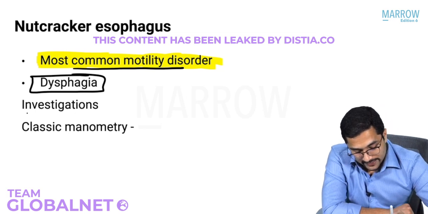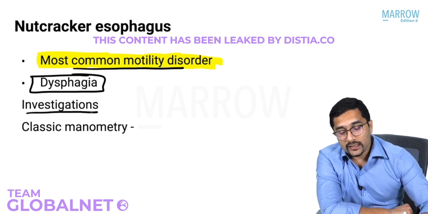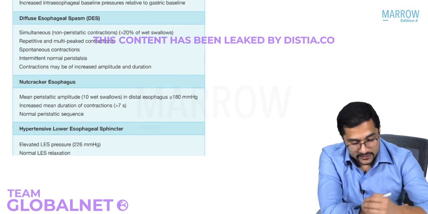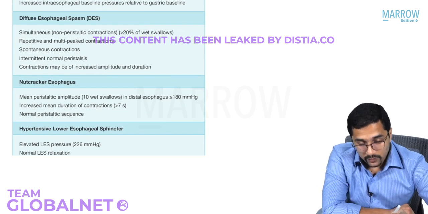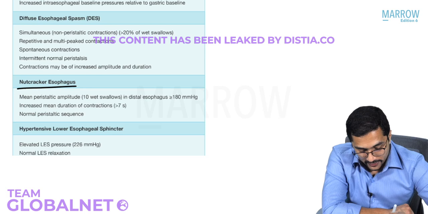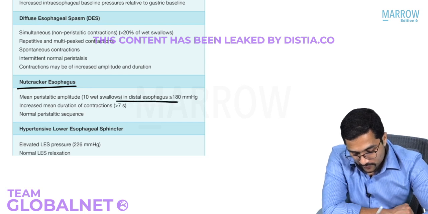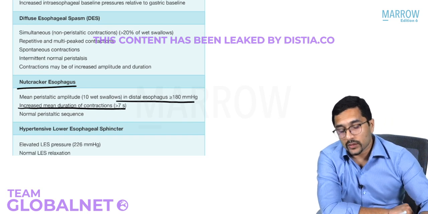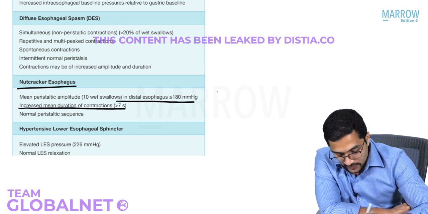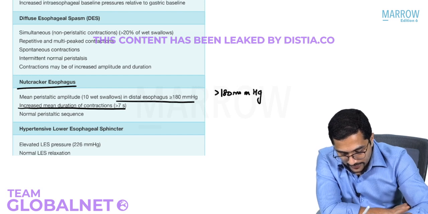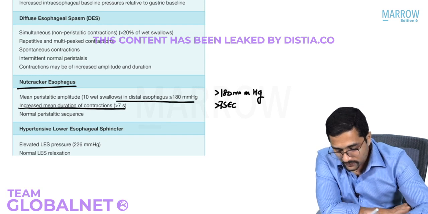For investigations, we can do manometry in these patients. The manometric findings you see in nutcracker esophagus, according to the old Chicago classification, are a distal esophageal pressure of more than 180 and the duration of contraction is more than 7 seconds. So more than 180 millimeters of mercury is the pressure and more than 7 seconds is the contraction.